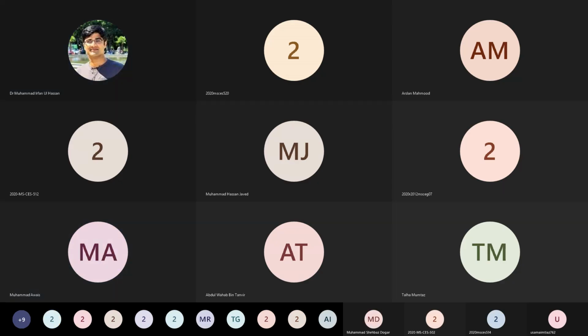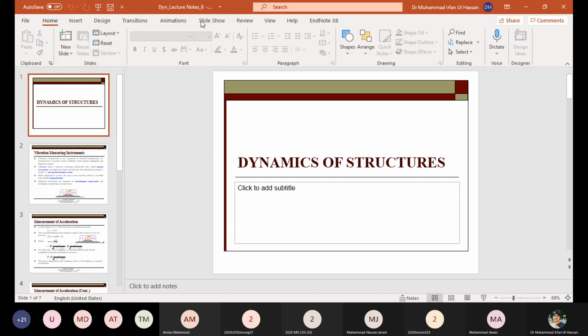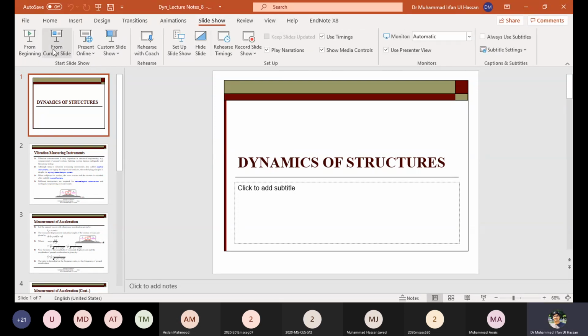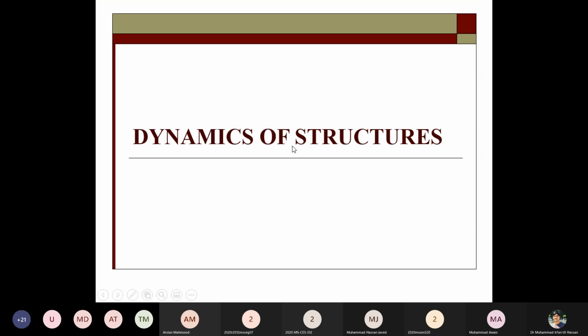So based on that, vibration measuring instruments are made. There is the acceleration measuring instrument and the displacement measuring instrument.